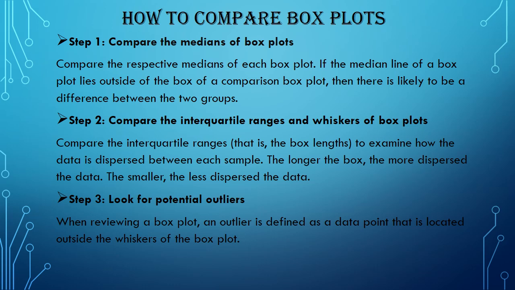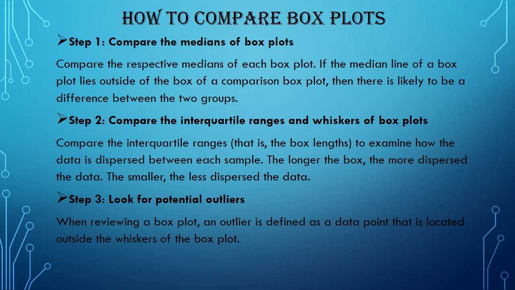Step 2. Compare the interquartile ranges and whiskers of box plots. Compare the interquartile ranges, that is, the box lengths, to examine how the data is dispersed between each sample. The longer the box, the more dispersed the data. The smaller, the less dispersed the data.